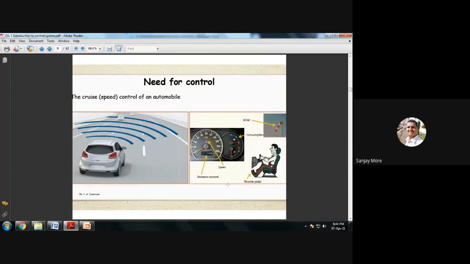This example is already studied: the speed control of the automobile. When you apply pressure on the accelerator pedal, your vehicle speed is increased, and when you remove pressure on the accelerator pedal, your vehicle speed is reduced. Okay.